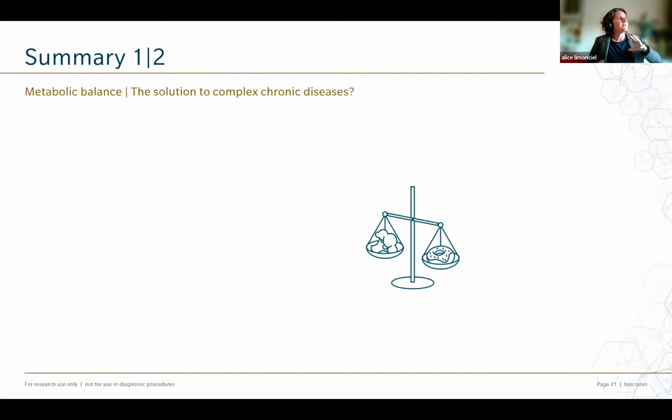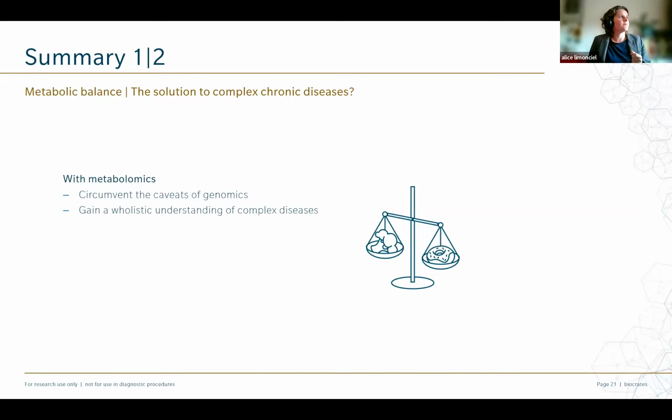So to sum up on this idea of metabolic balance as a potential solution to complex chronic diseases, with metabolomics we can easily circumvent the caveats of genomics because we can look into the effects of the exposome and the microbiome more directly, so we get a holistic understanding of the disease. And this can also be applied for each subject to focus on their own profile and to enable precision medicine, of course. This can help us to detect diseases earlier because we're not waiting for the symptoms, but we're actually waiting for the first signs of imbalance that will later on lead to disease.